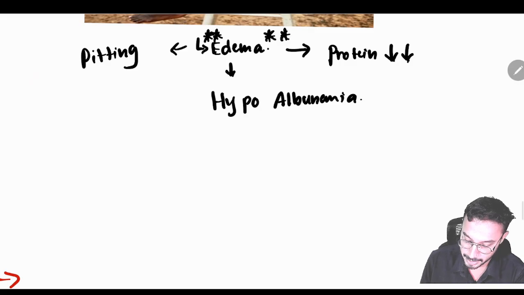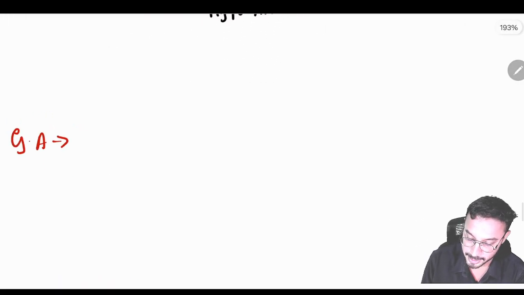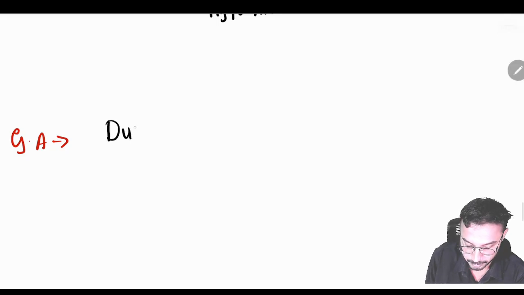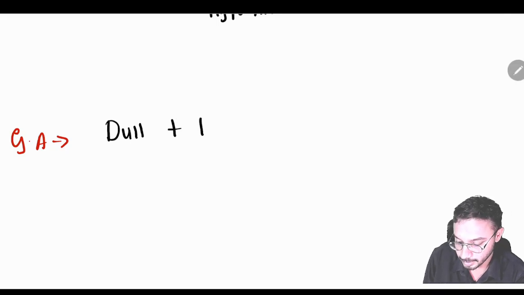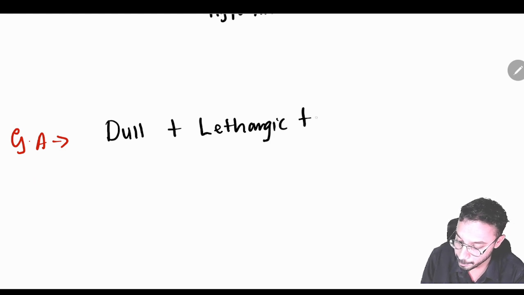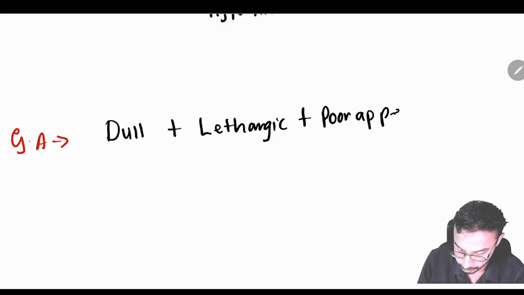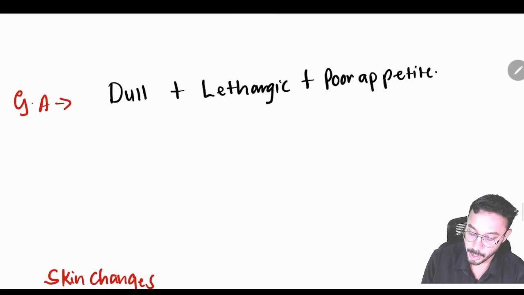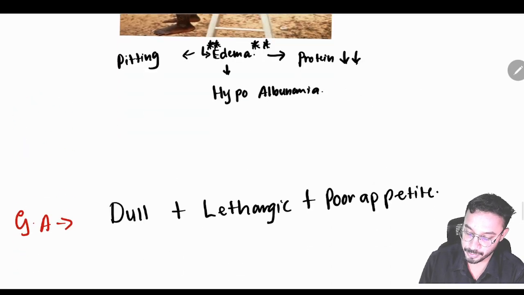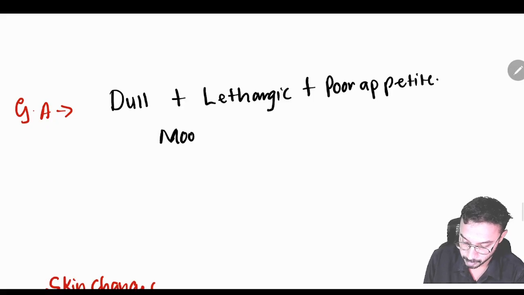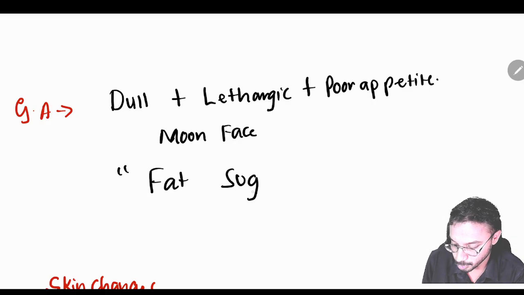And how will the child appear, the general appearance? The child is dull and lethargic. And what about appetite? Poor appetite. And what about the face? The face looks like a moon face, and it is also known as sugar baby. So everything I am teaching you is related to kwashiorkor.